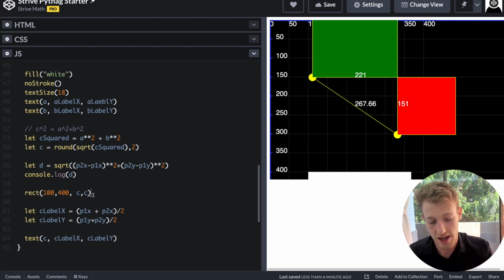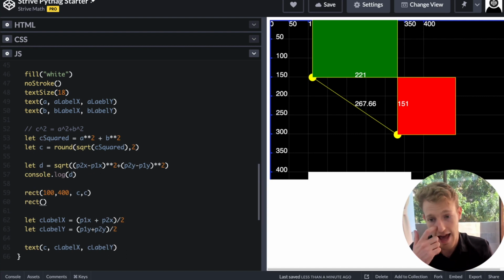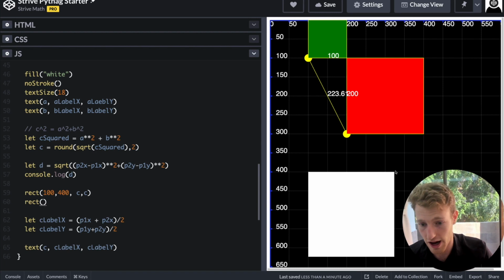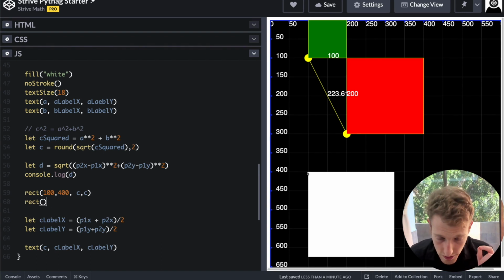So what I could do here is put another rectangle, and I want this rectangle to sit next to this other rectangle. I want a rectangle to sit over here, and I want to see that both of them are exactly the same. So I'm going to take 100, 400, and I'm going to move it over by C, right? Because I want it to start where this rectangle ends.